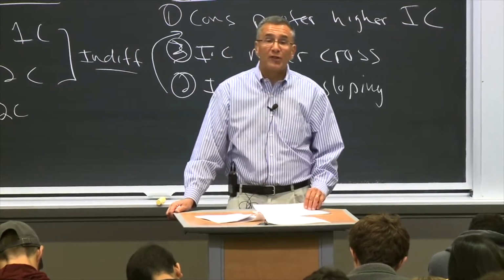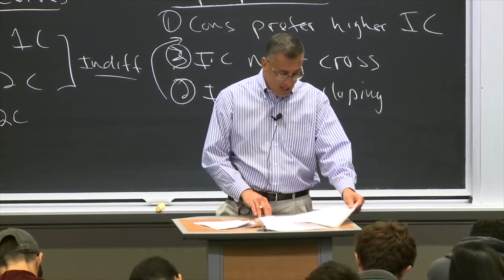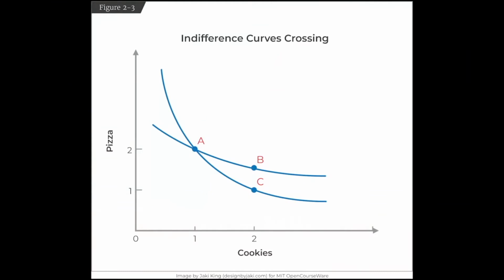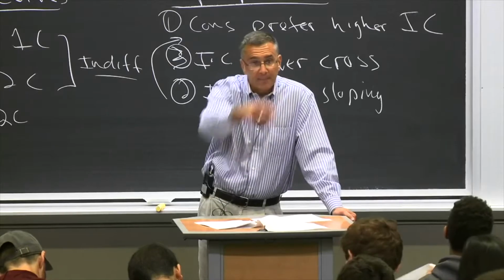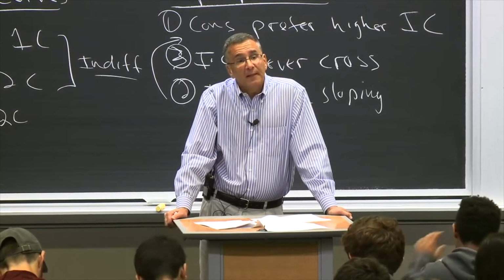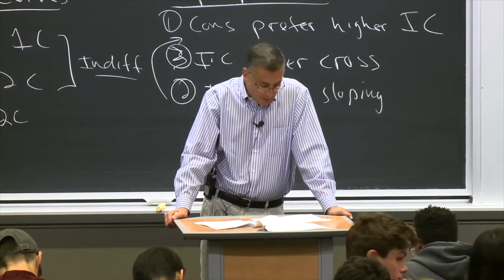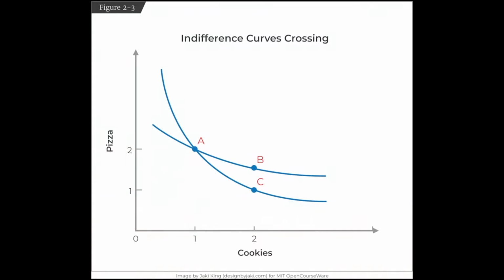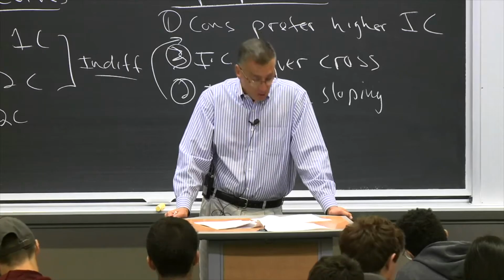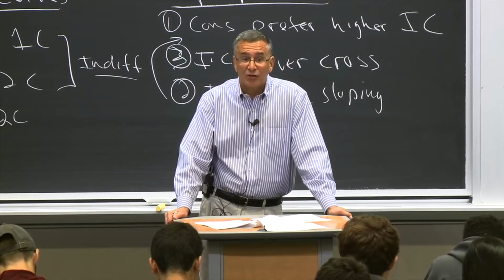The third property of indifference curves is that indifference curves never cross. We could see that in figure 2.3. Someone else tell me why indifference curves crossing violates the properties I wrote up there. Because of B and C, B is strictly better. That's right. But they're also both on the same curve as A. So you're saying you're indifferent with A for both B and C, but you can't be because B is strictly better than C. So it violates transitivity. So the problem with crossing indifference curves is that they violate transitivity.